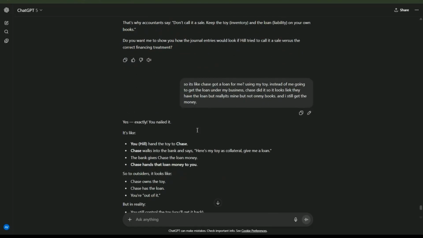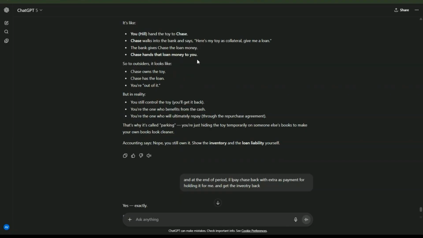And then I keep trying to explain what I'm getting. So it's like Chase got the loan for me using my toy. And this is why I like ChatGPT, because if I was saying this to a person listening to me, they might get confused because it's not clear. I'm still trying to work through it. But because ChatGPT can analyze what I'm saying and see where I'm going wrong, it can immediately tell me, yes, you got it, you're on the right track.